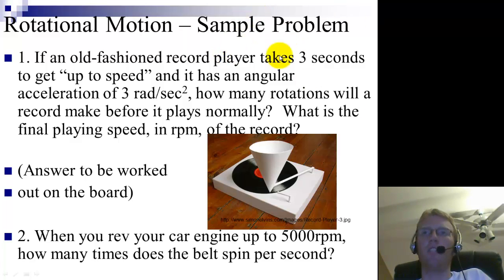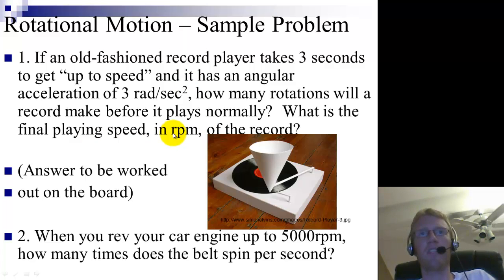So how many rotations will it take? That's asking us basically the distance traveled in terms of the angle rotated. And what is the final playing speed? So that's final velocity in RPMs. Okay, so they give us the acceleration in radians per second squared, and they're asking for the playing speed in rotations per minute. So we know we have to do some conversion factors there.